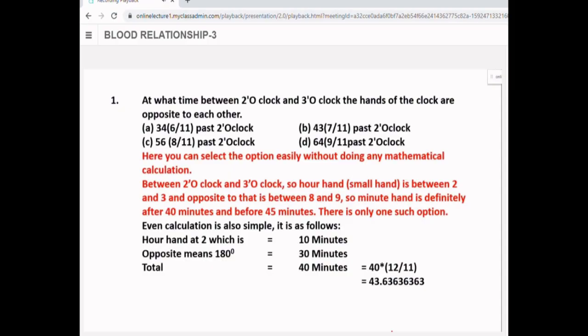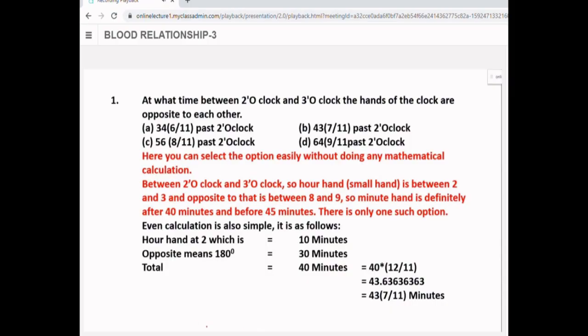43.63. Now 43.63 means 43 and 7 upon 11 minutes. I'll tell you how to get this 7 upon 11. Dear student, 43 clear? Calculators are allowed. You have to use calculator. If you want to use calculator and see 40 into 12 upon 11, you will get that answer, 43.63. Okay, that you will get on a calculator.